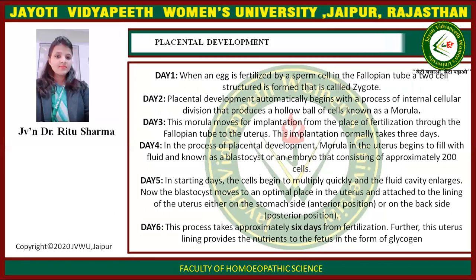The development of placenta. The first day: when the egg is fertilized by a sperm in the fallopian tube, a two-cell structure is formed that is called zygote. Day 2: placental development automatically begins with a process of internal cellular division that produces a ball of cells known as morula.